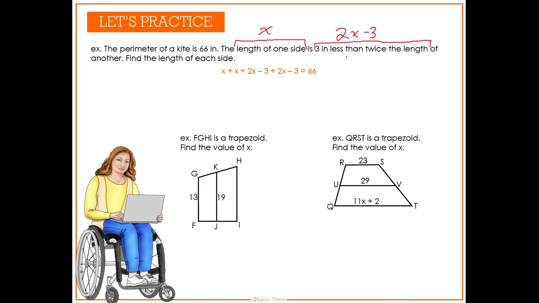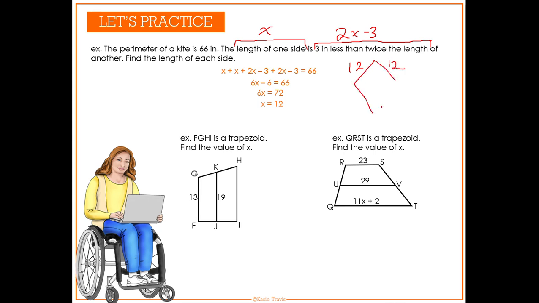We combine our like terms. We got four different x's: x, x, and 2x and 2x. That gets me 6x, and the other ones give me a negative 6. I take that 6 and I add it over to the other side. It gives me 72. And then I divide both sides by 6, and that gets me that x is 12. If x is 12, that lets me know that two of the sides are 12. So in our kite, we got two sides that are 12.